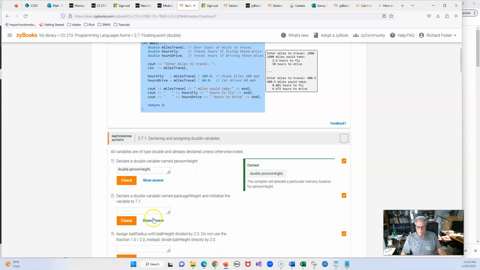So now the third time should be the magic one. And we're good here. So now we have: declare a double variable named package weight and initialize it to 7.1. So now we get to initialize it. What I'm going to do here is put a space in, and I'm going to put in 7.1 and then a semicolon. And in this particular case, I believe it will accept the spaces. There are times that it may not, so that's not a problem. So let's click on check, and whoop, we have an issue. It's saying don't forget the semicolon.